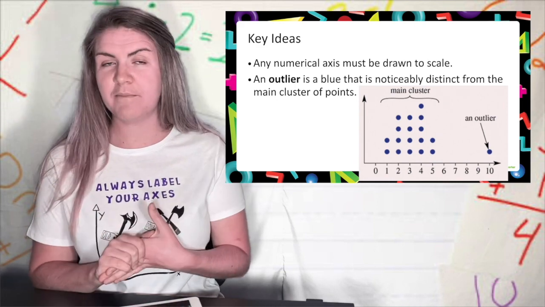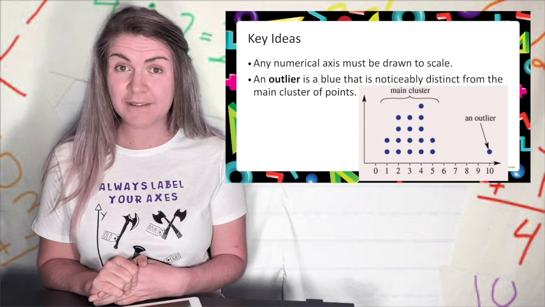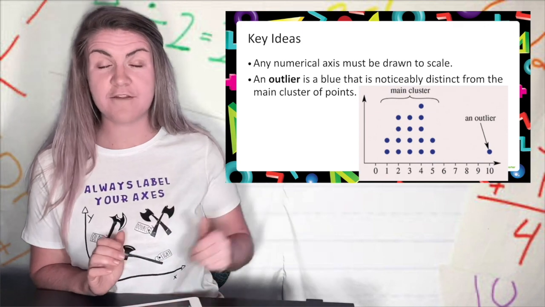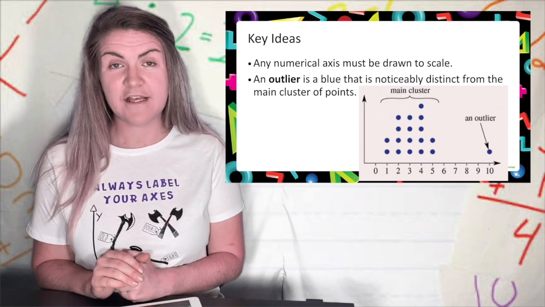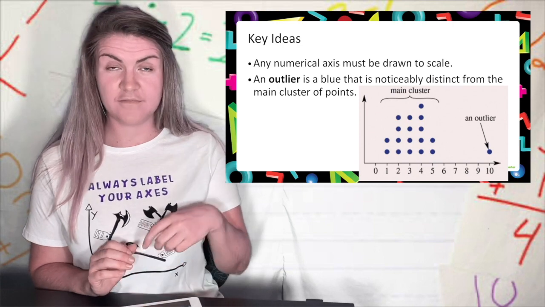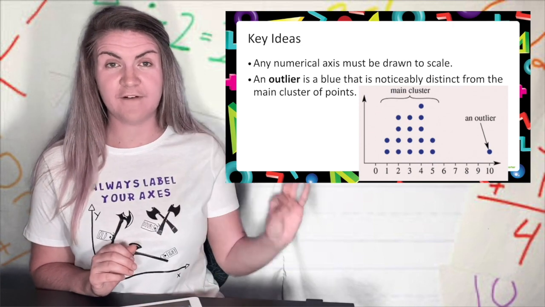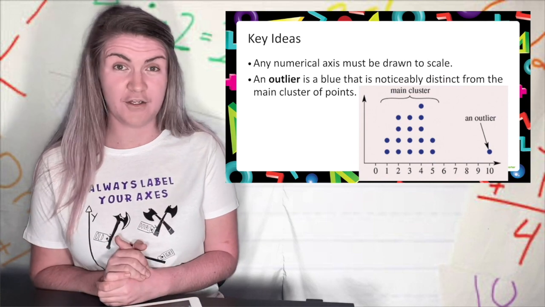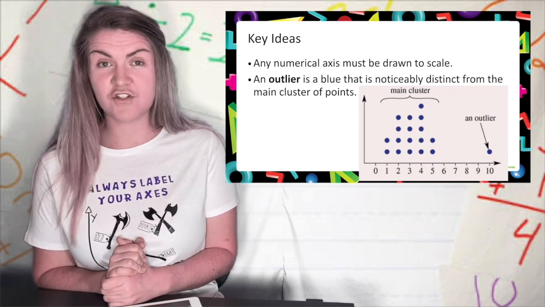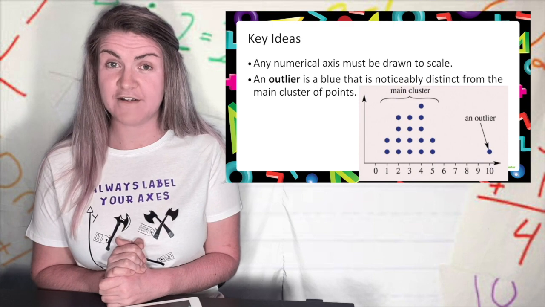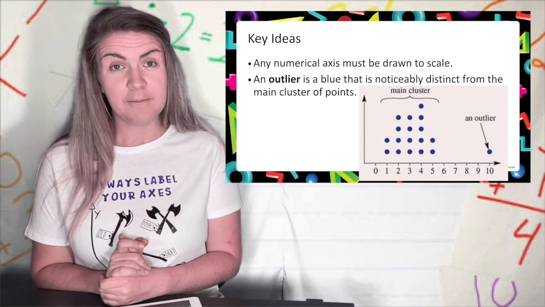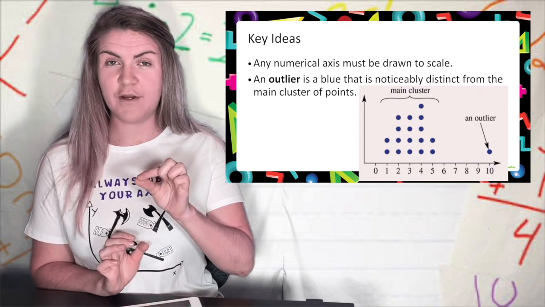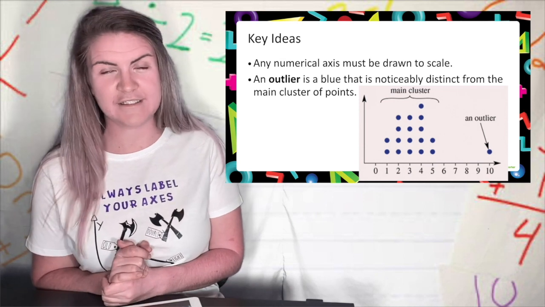If you see that one piece of data is noticeably distinct from all the other main cluster of points, this is called an outlier. This is a data point that lies far out from what all the other data is doing and may have come about from a lot of different situations. In the future, you'll learn formulas to figure out if a data point is really an outlier, but for now, if you can see that a point is off by itself, we will call it an outlier.